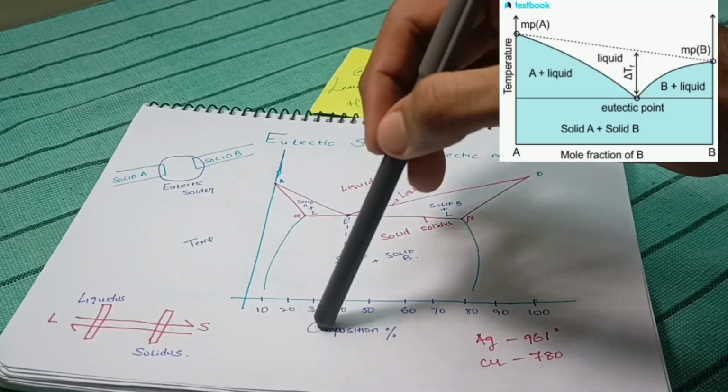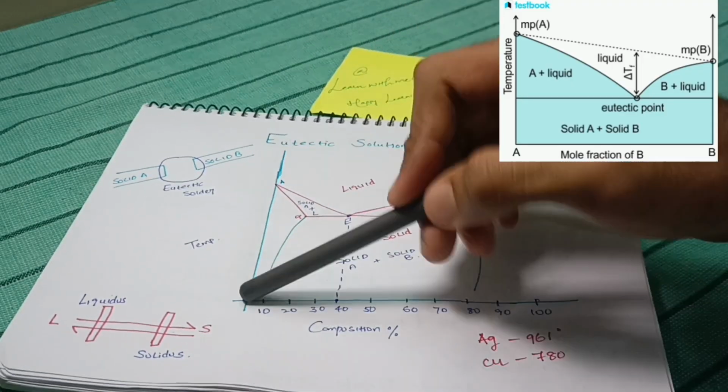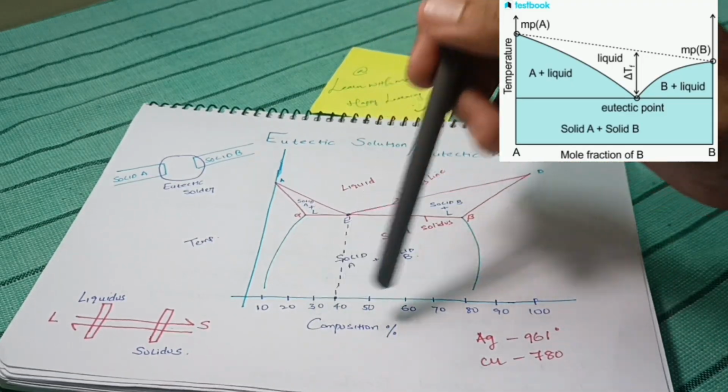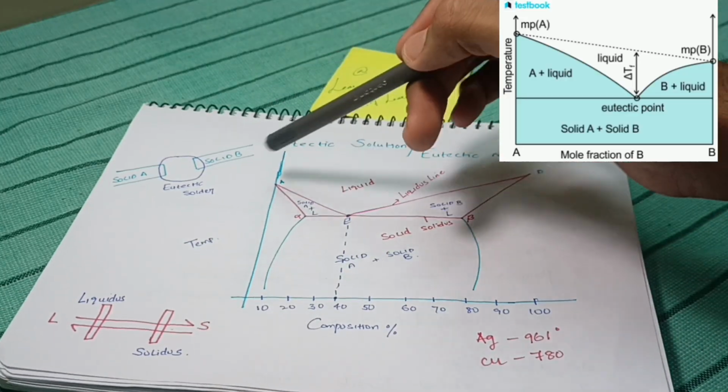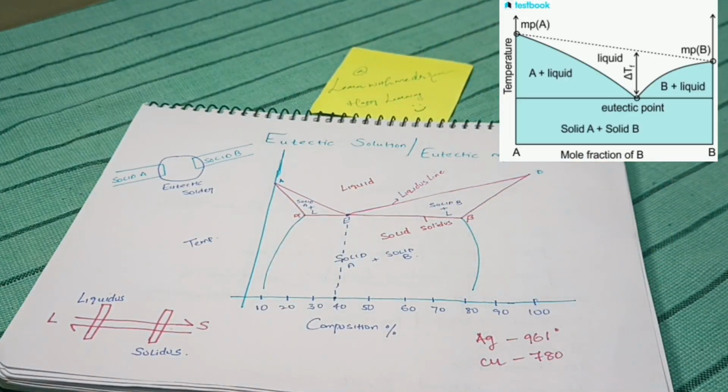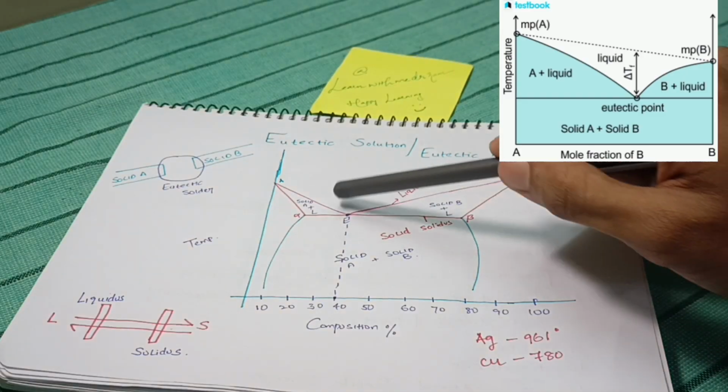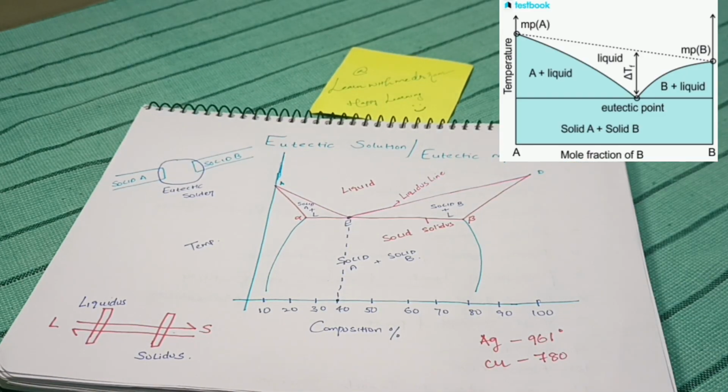So in this graph there is a composition here and the temperature here. That is, on the x-axis there is the composition of the material, and on the y-axis there is a temperature gradient. Okay. Now what is something called the E point, or E? E means the lowest melting point of a eutectic alloy.